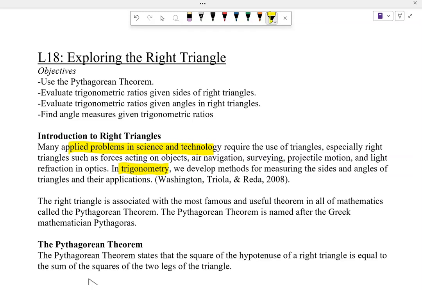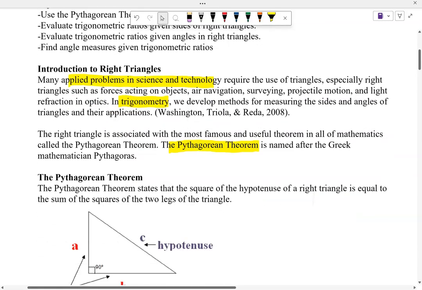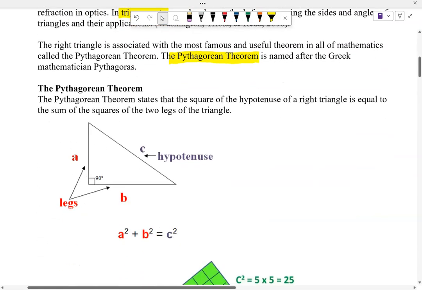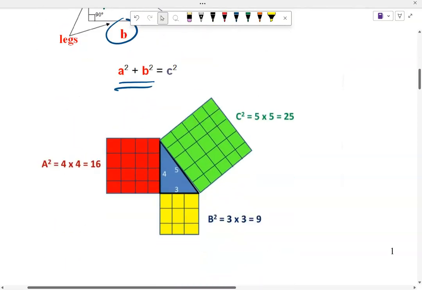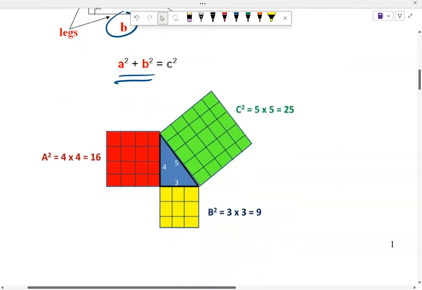And this right triangle is associated with the most famous theorem in all mathematics, the Pythagorean theorem, which says the sum of the squares of the legs of the triangle, so a squared plus b squared, is equivalent to the hypotenuse, the side opposite the 90-degree angle, c squared. And this is just a little display of that.